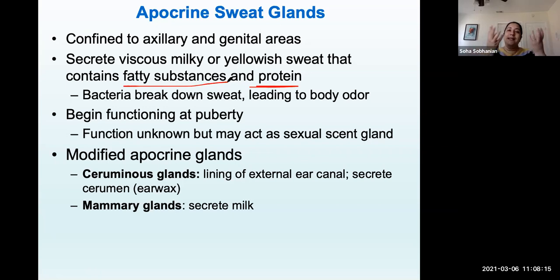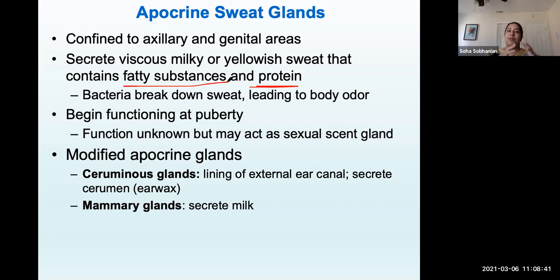So when you release this sweat to the surface of your skin, the bacteria that are sitting on the surface of your skin start to break down your sweat. And as a result, the byproduct of that creates the body odor. So your original sweat is not a bad smell. What bacteria does to it is what makes the sweat smell bad.